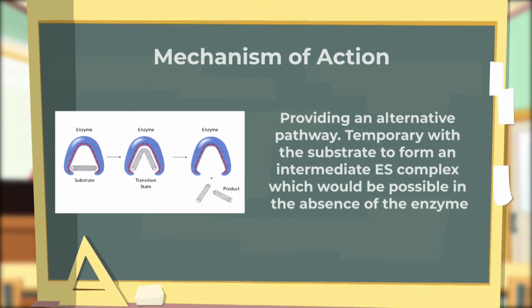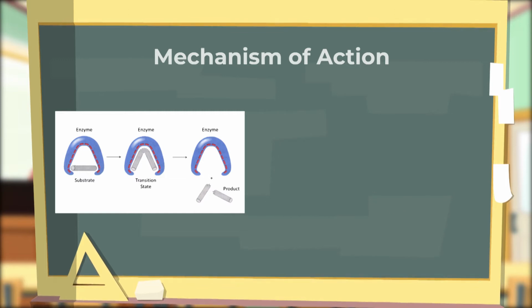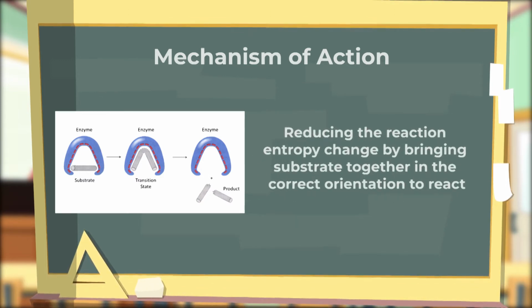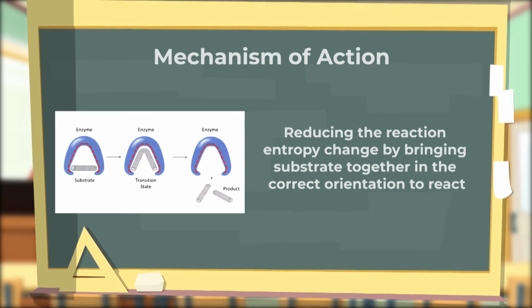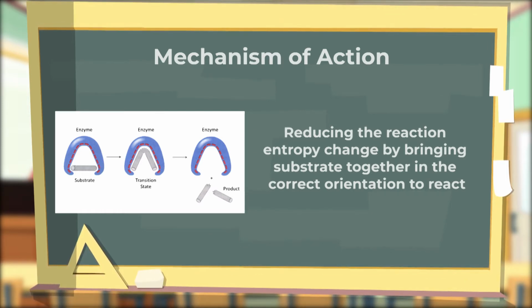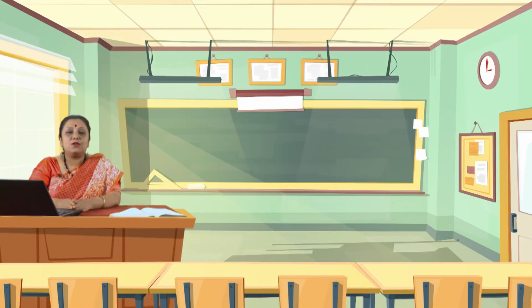Temporarily with the substrate, it makes the ES complex or enzyme substrate complex. It also reduces the reaction entropy by bringing substrates together in the correct orientation to react. So, we know that orbital overlapping happens. To do so, they come closer to each other, so proper overlapping and correct orientation happen.